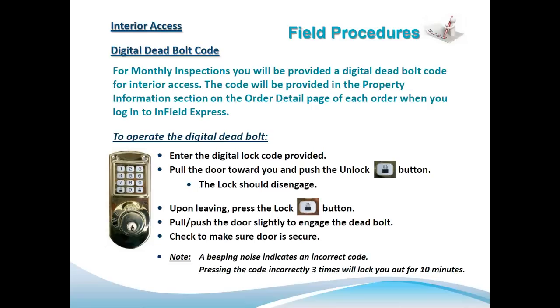Upon leaving the property, close the door and press the lock button. You might need to pull and push the door slightly to make sure that the deadbolt engages, and then double check to make sure that the door is secure. Please note that if a beeping noise is heard while attempting to access the code, this indicates that an incorrect code has been entered. Pressing a code incorrectly 3 times will lock you out for 10 minutes, upon which you will be able to try again with the digital lock code provided.